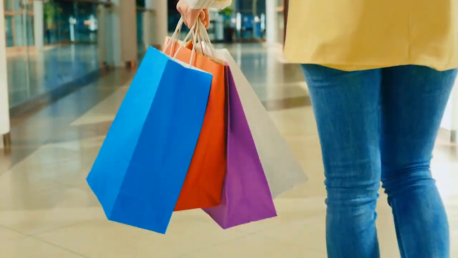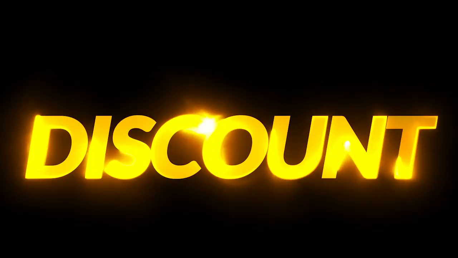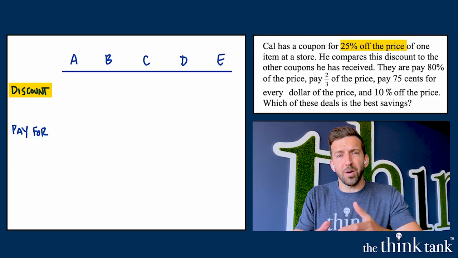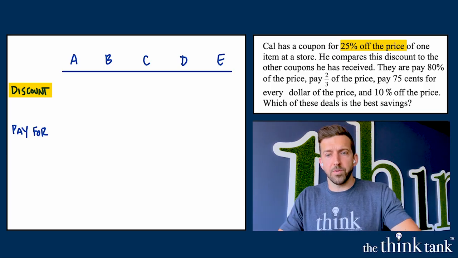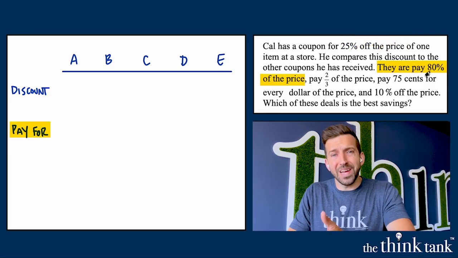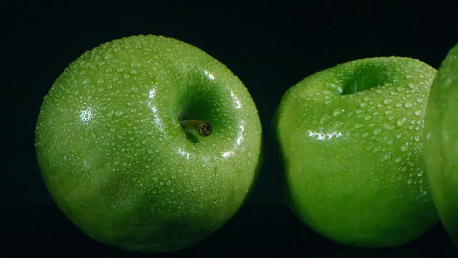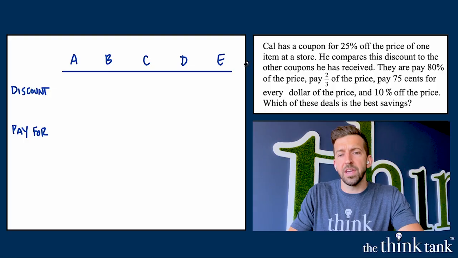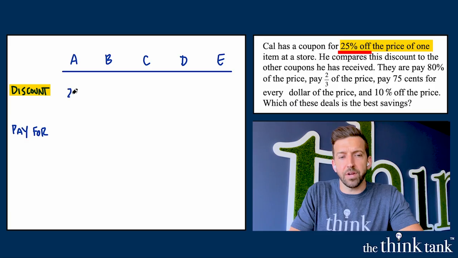See, some of the prices here are given in terms of the discount, so 25% off, for example, that's a discount, and other ones are given by what you're actually paying for. So the next one says you're paying for 80% of the price. I want to make sure we're comparing apples to apples here, so let's keep track of what they've actually told us. Option A is a discount of 25%.